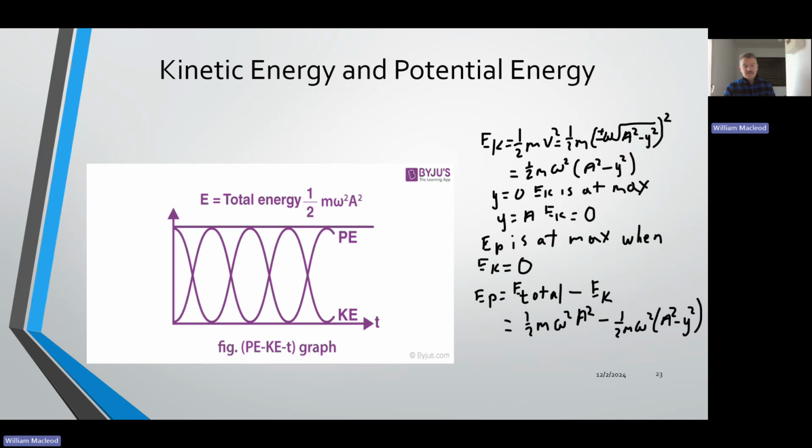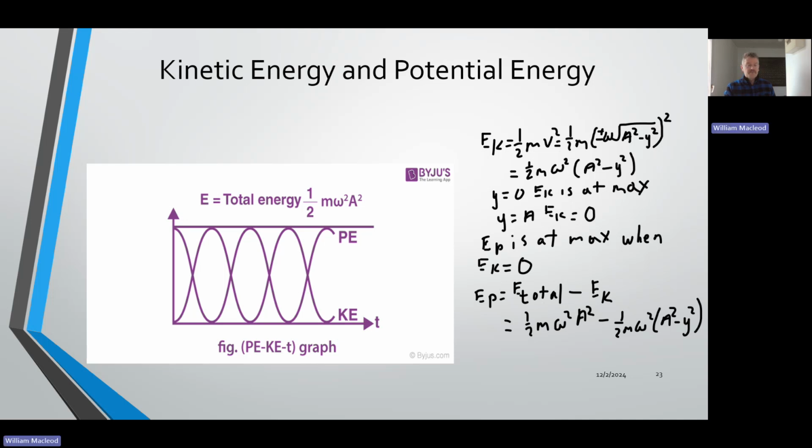So instead of the velocity squared, we put in the equation for the maximum velocity for simple harmonic motion. And that gives us this expression there, half the mass times angular frequency squared times a squared minus y squared. So that would be the maximum kinetic energy for simple harmonic motion. And maximum kinetic energy would also be equal to the total energy.